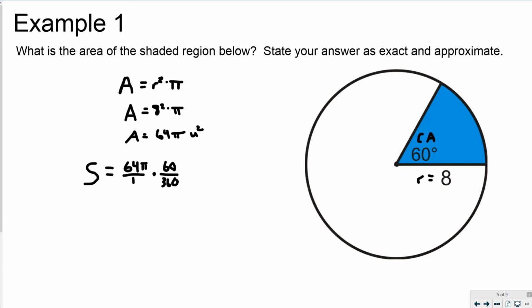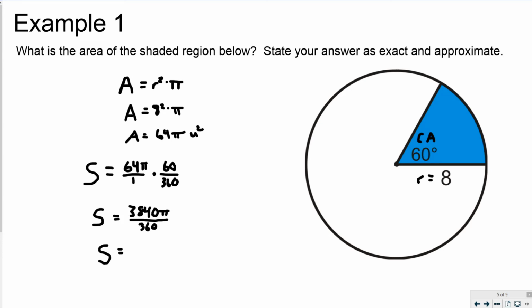So now what I can do is go ahead and multiply just the two top coefficients like I did in the last one. So 64 times 60 is 3,840. So S, the sector area, is 3,840 pi. Don't forget the pi, attach the pi at the end, divided by 360. So when I reduce my fraction, 3,840 divided by 360 is 10.6 repeating.